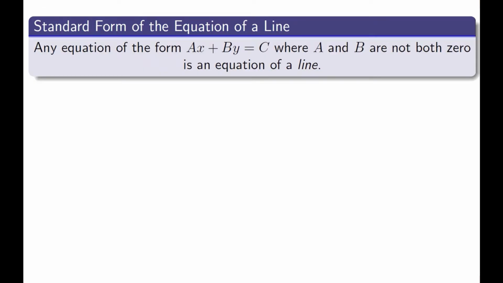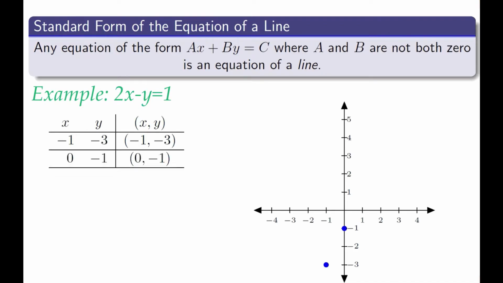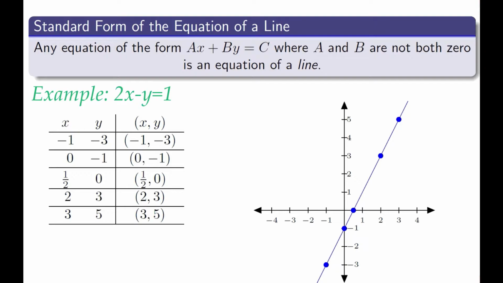Recall that the standard equation of a line is written as ax plus by equals c, where a and b are both not equal to 0. Now, consider this equation: 2x minus y equals 1. Again, using a table of values we can generate ordered pairs which are points on the plane. And since the given equation follows the standard equation of a line, connecting these points will give us a straight line.